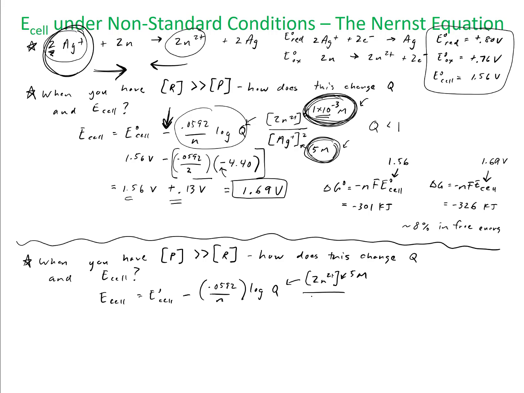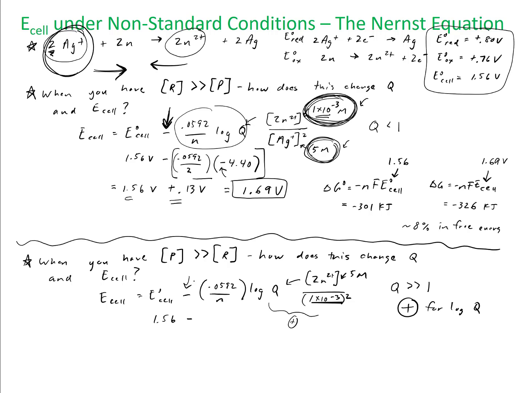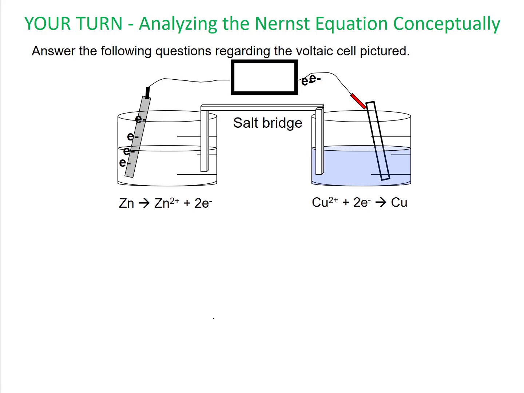So it's been running for a while, your cell, and your silver is 1.1 times 10 to the negative third, and then I square this number. I went ahead and got these numbers ahead of time, 1.56, and as you can see, this number is going to be really, really large and positive. So your Q is going to be much greater than 1, which results in a positive number for the log of Q. And when this term ends up being positive, this negative here actually ends up subtracting from your Ecell.